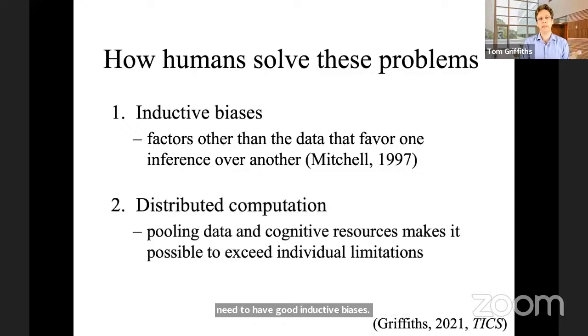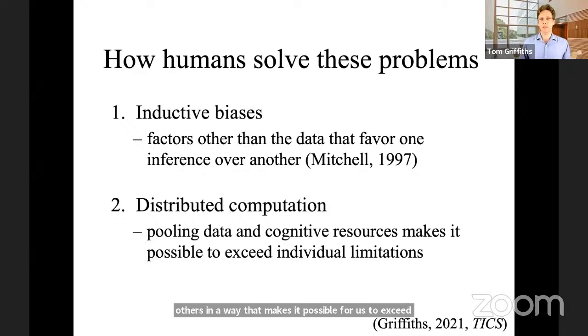And the second is engaging in a form of distributed computation. So if we think about humans as being limited in the amount of computation, limited in the amount of data that we have, if we want to solve problems that require resources that go beyond those that can be accessed by any individual, we need to develop algorithms that allow us to share our data, share our cognitive resources with others in a way that makes it possible for us to exceed those individual limitations.